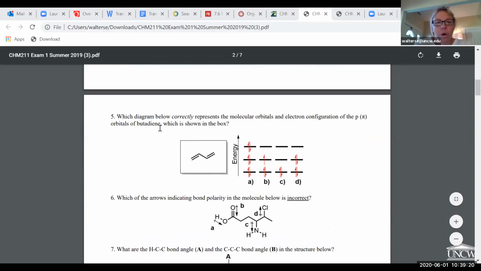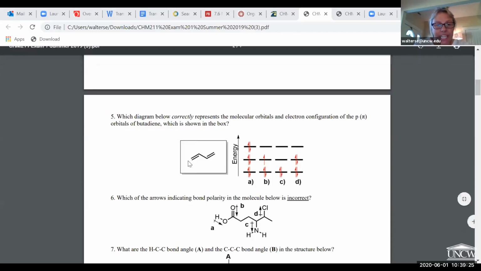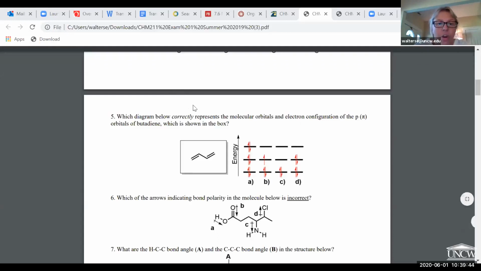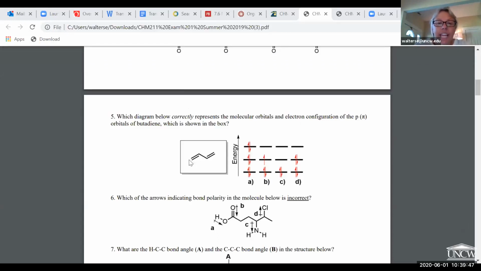All right, so in this question, butadiene: which diagram below correctly represents the molecular orbitals and electron configuration of the pi orbitals of butadiene? Okay, so this is a conjugated system. So you have double bond, single bond, double bond. I'm surprised that these are here. I think these should not be here, these 3 lines up here.